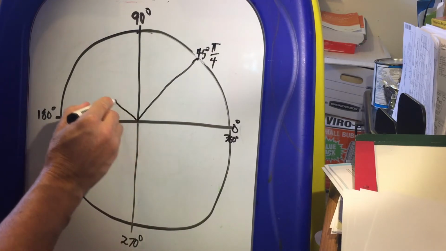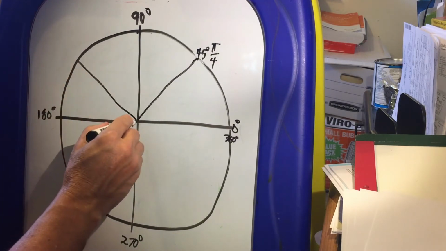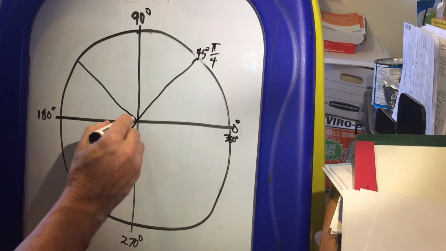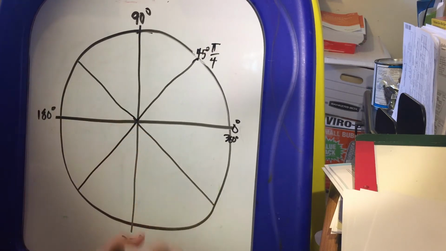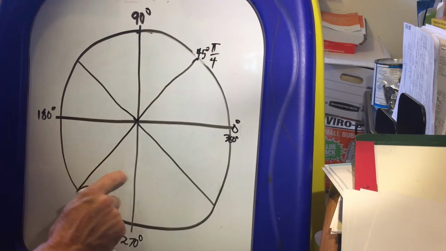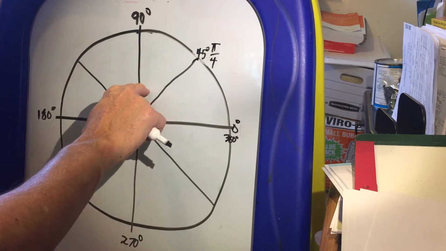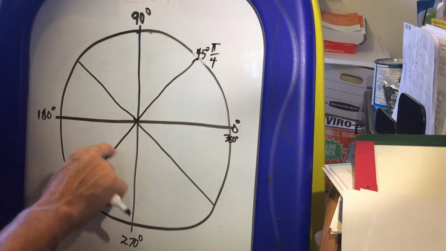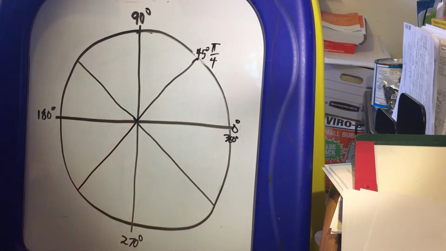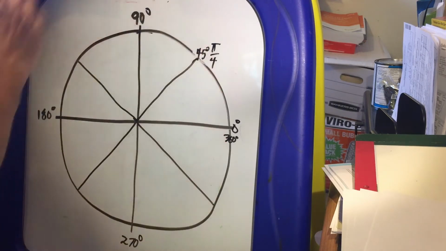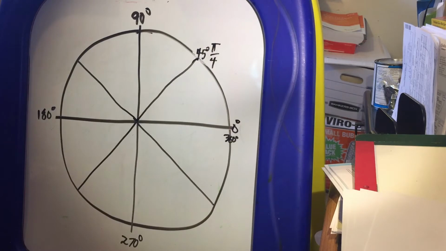Let me get the other 45s here. So understand that I just split this circle into 1, 2, 3, 4, 5, 6, 7, 8 45-degree pieces of pi, right? This is 45 degrees, this is 45 degrees, 45, 45, 45, 45, 45, 45. That's 360 degrees. We're going around the circle counterclockwise, so we're in positive angles. If we went the other way, that would be negative angles.